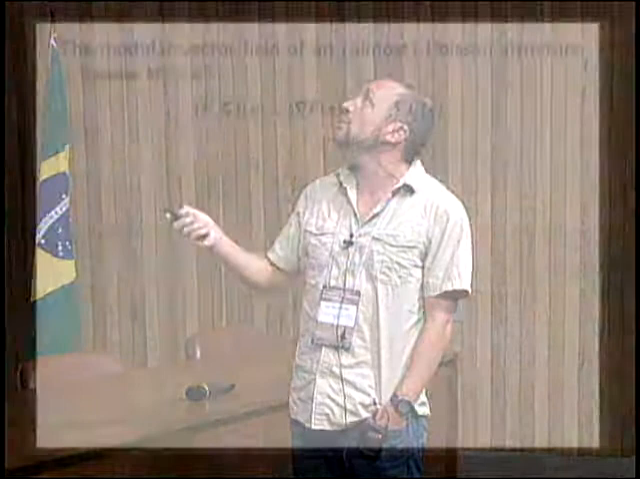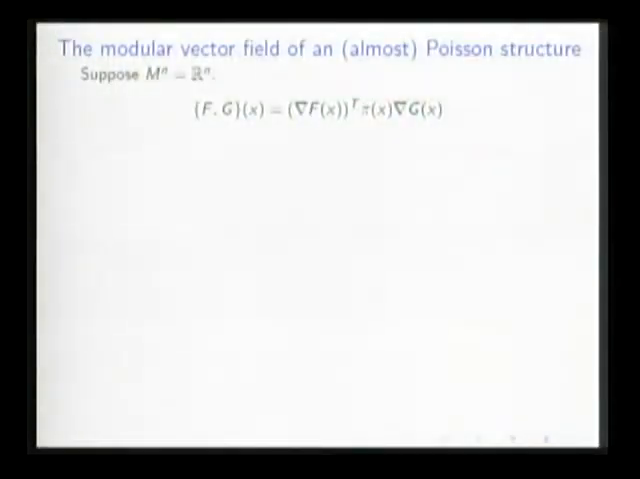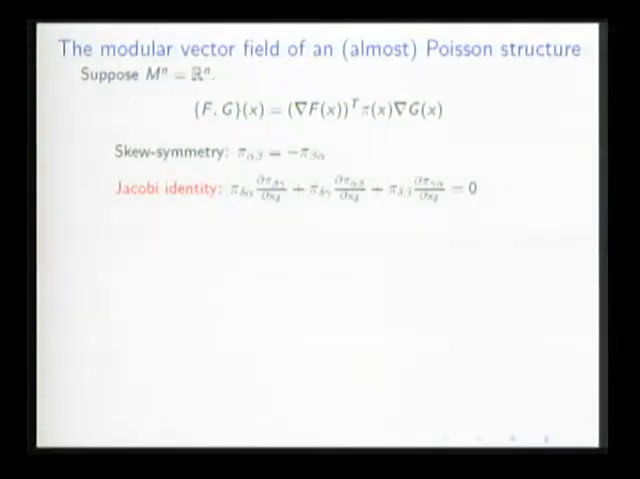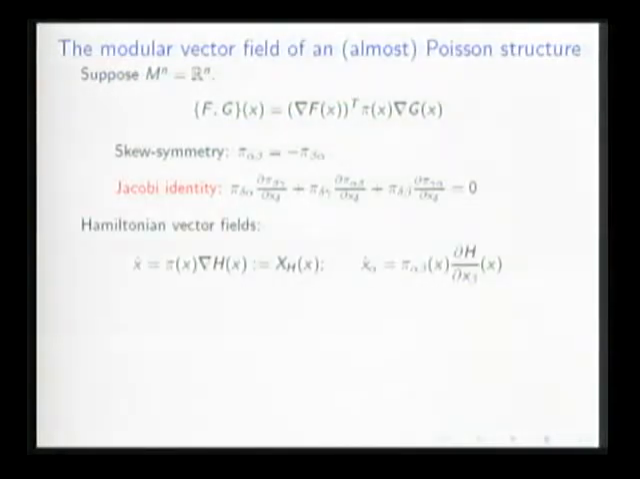So pushing it further ahead means I'm going to consider almost Poisson structures that are not necessarily linear in the entries, and this is the degree of generality that I'm going to need for my examples in nonholonomic mechanics. And so the matrix pi is not linear in the entries, but it's skew-symmetric, and the Jacobi identity might hold or it might not. Hamiltonian vector fields are defined in the same way. You multiply this matrix times the gradient, and you end up with your vector field. And here are the entries written out explicitly.